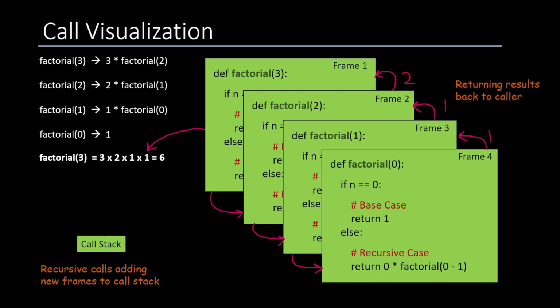Each function call returns its result and the solution is gradually pieced together as the results flow back up through the chain of calls. This visualization helps us clearly see how the problem is broken down step by step and then reassembled into the final solution.